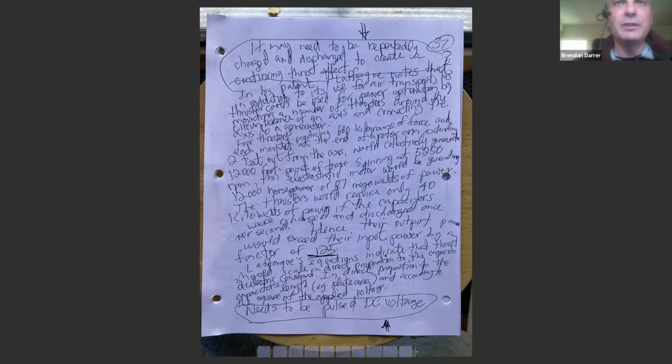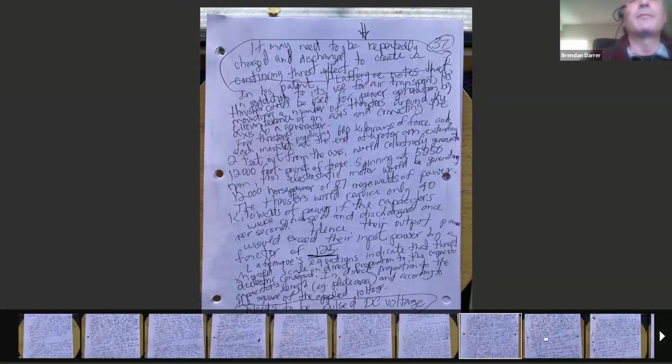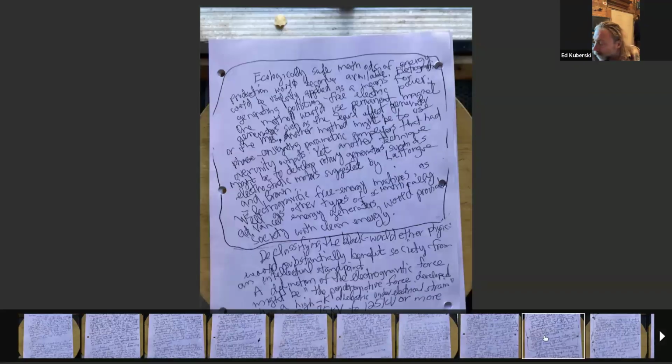LaForge's equations indicate that thrust would scale in direct proportion to the capacitor's dielectric constant, in direct proportion to the capacitor's length, e.g. plate area, and according to the square of the applied voltage. Needs to be a pulsed DC voltage. Very important.